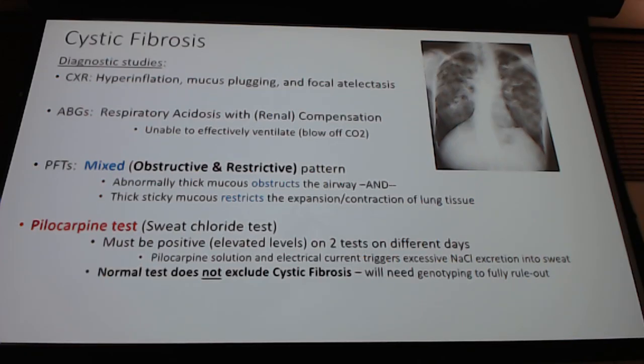Our PFTs, right? So this is not focal in the upper air, or not focal in the bronchi. It's everywhere. So in general, we'll see a mixed pattern. So it affects the flow of air, and then it also affects the lung's ability to take capacity of air.